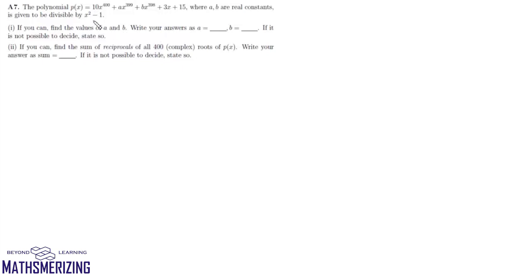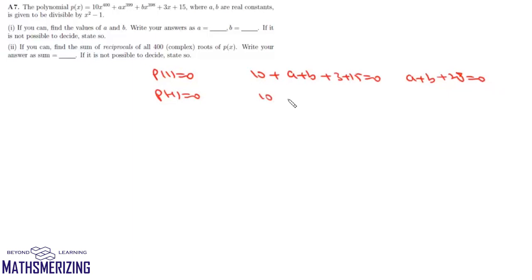Now question A7 is, this polynomial p(x) is divisible by x square minus 1, then find the values of a and b. Now if it is divisible by x square minus 1, then p(1) is 0 and p(-1) is 0. Now we'll put x as 1, we'll get 10 plus a plus b plus 3 plus 15 equals 0. So it will be a plus b plus 28 equals 0. And if we put x as minus 1, we'll get 10 minus a plus b minus 3 plus 15, minus a plus b plus 22, and this value should be 0.